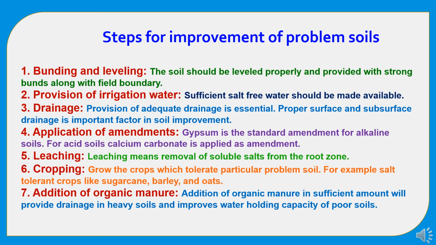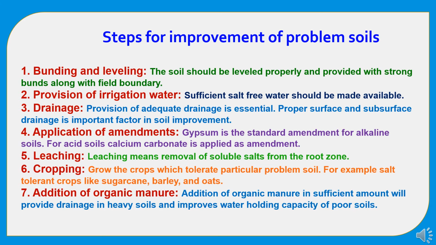Second is provision of irrigation water. Sufficient salt-free water should be made available. If we provide good water, it will improve the situation and the salt will go to lower layers because of the leaching process, the nutrients will be available to the crops, and slowly there will be improvement in the situation. Third, drainage. Provision of adequate drainage is essential. Proper surface and subsurface drainage is an important factor in soil improvement.